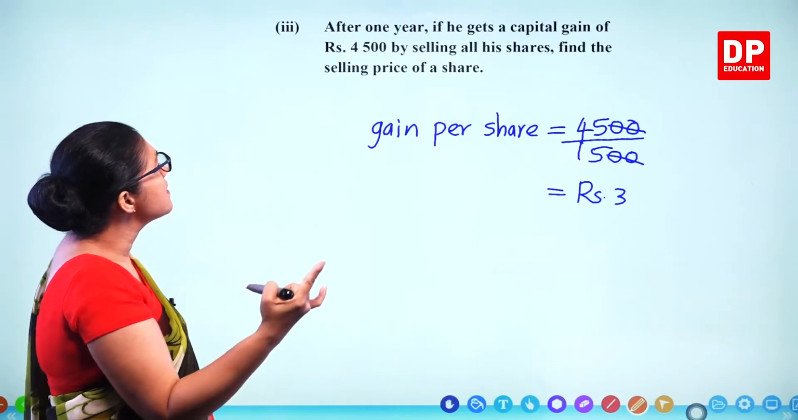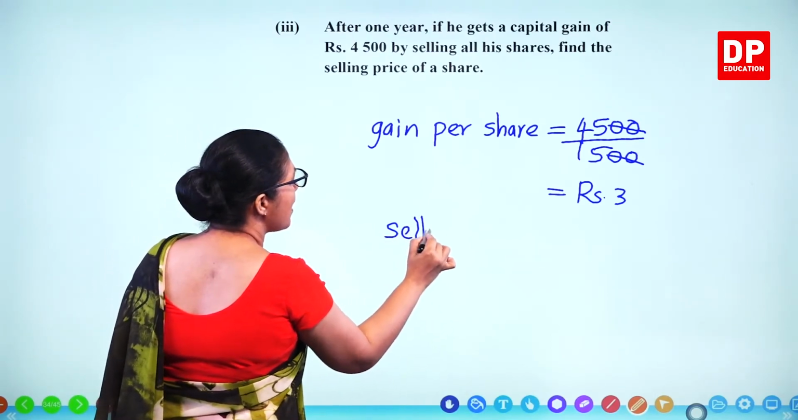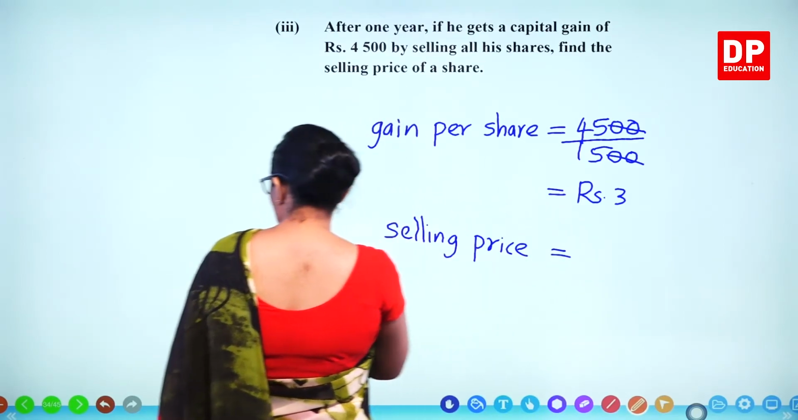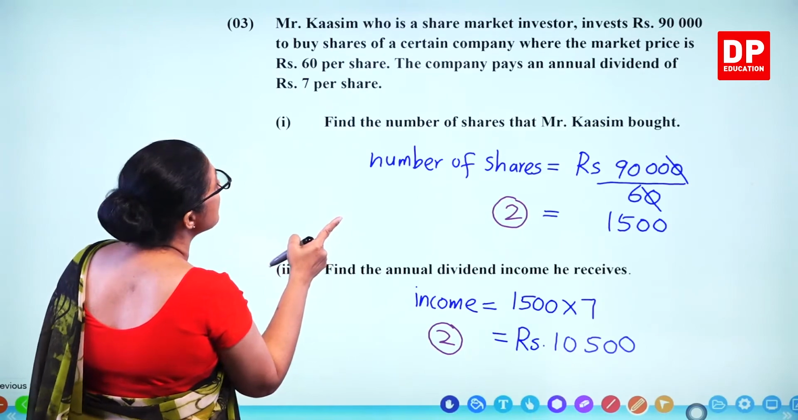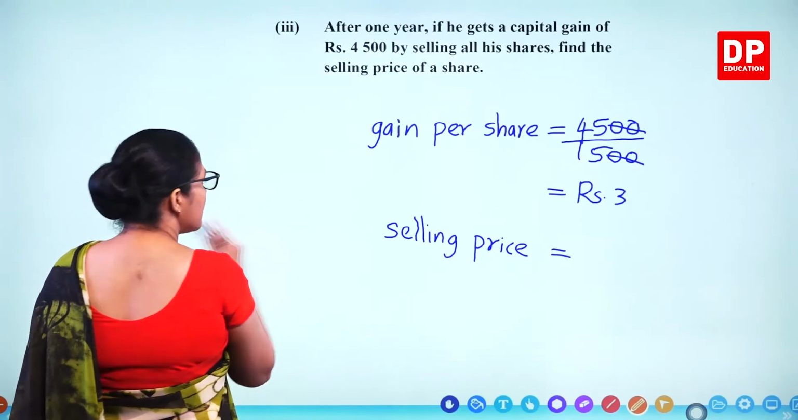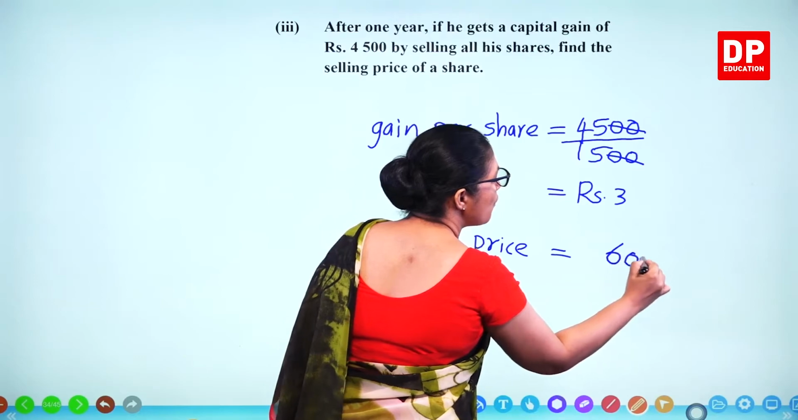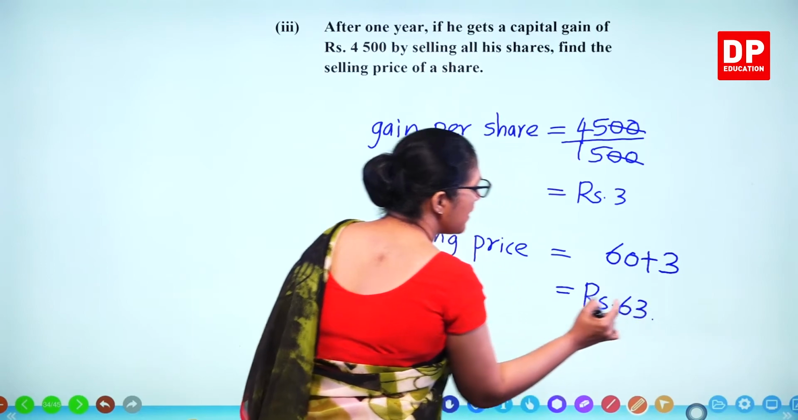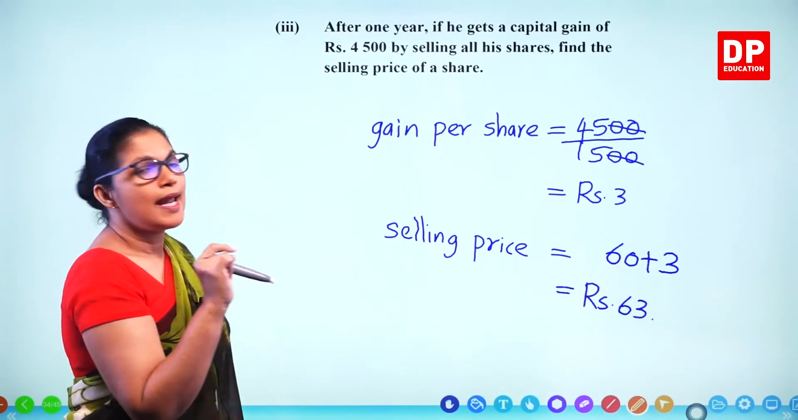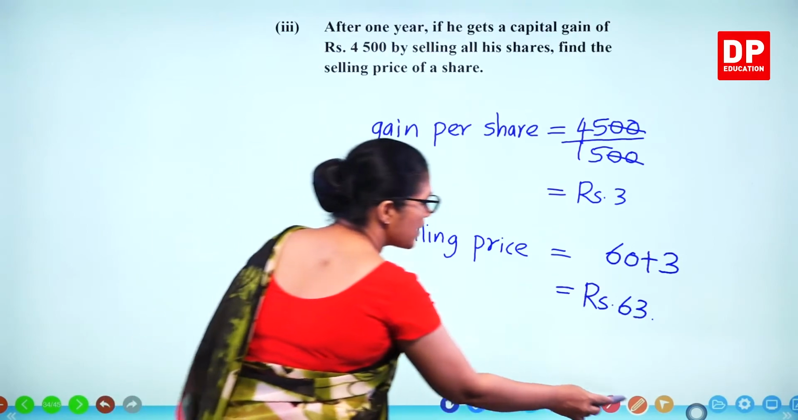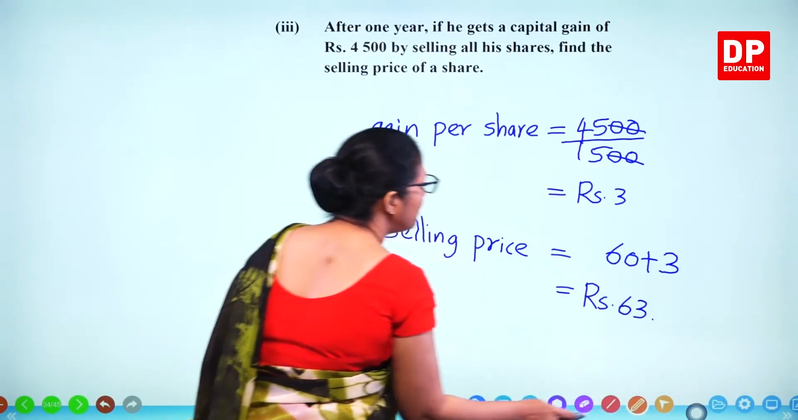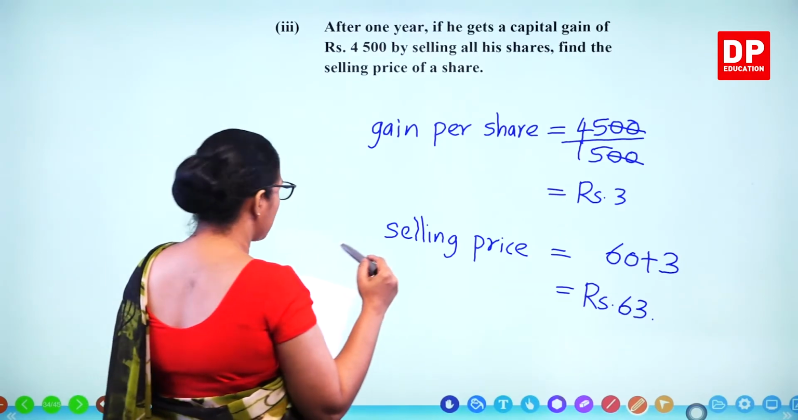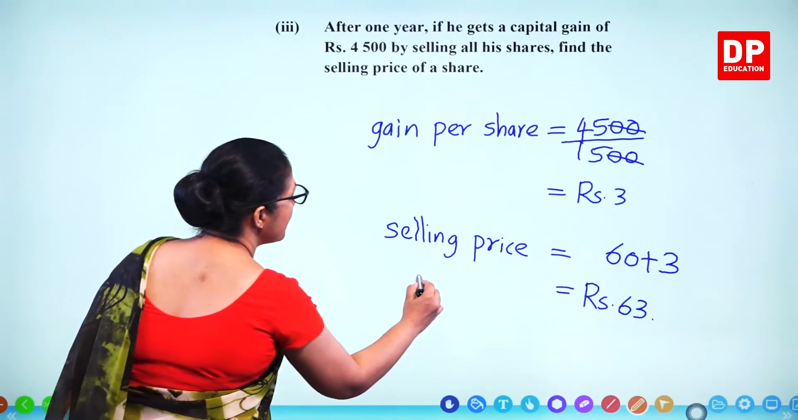So what's the selling price then? Buying price is 60 rupees. So selling price should be 3 more than that. So 63 rupees, because this is a gain. You have to add the gain per share to the market price. So how many marks for this one? 2 marks for part 3.